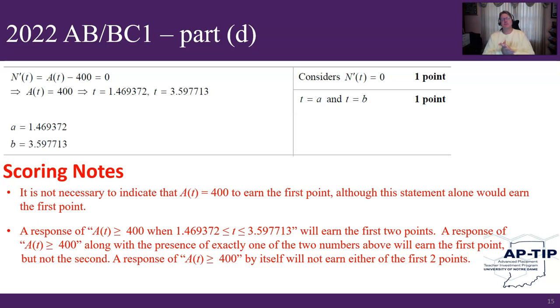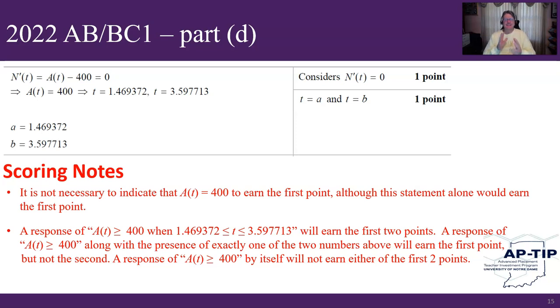Now, if a student were to say A of t is greater than or equal to 400, along with the presence of exactly one of those two numbers above, that is going to earn the student the first point, but not the second point. We basically need to see both of those to get that second point. And a response of A of t greater than or equal to 400 all by itself will earn neither of those first 2 points.